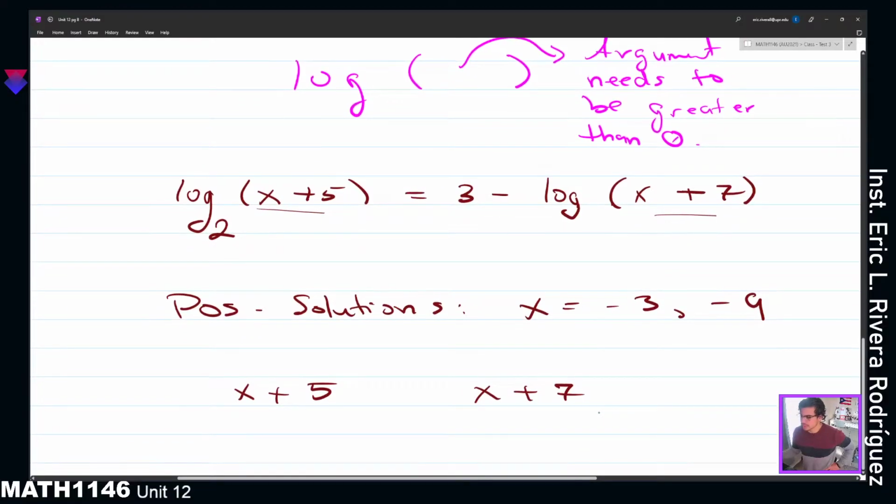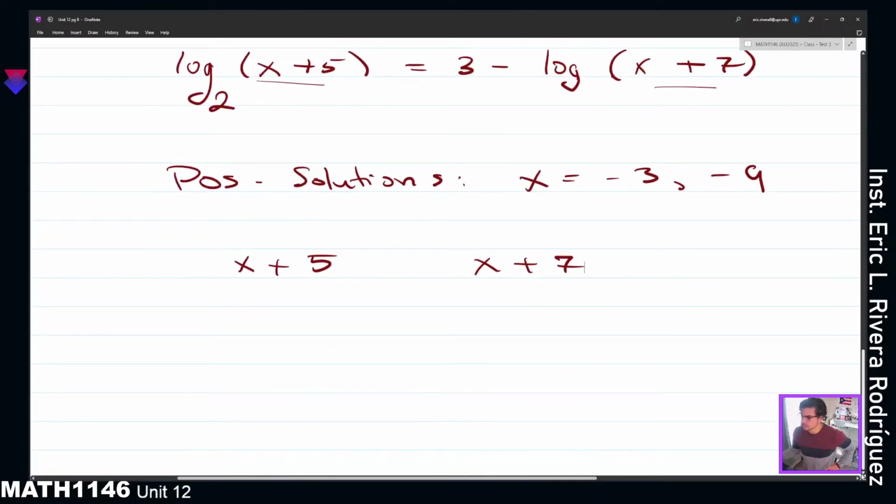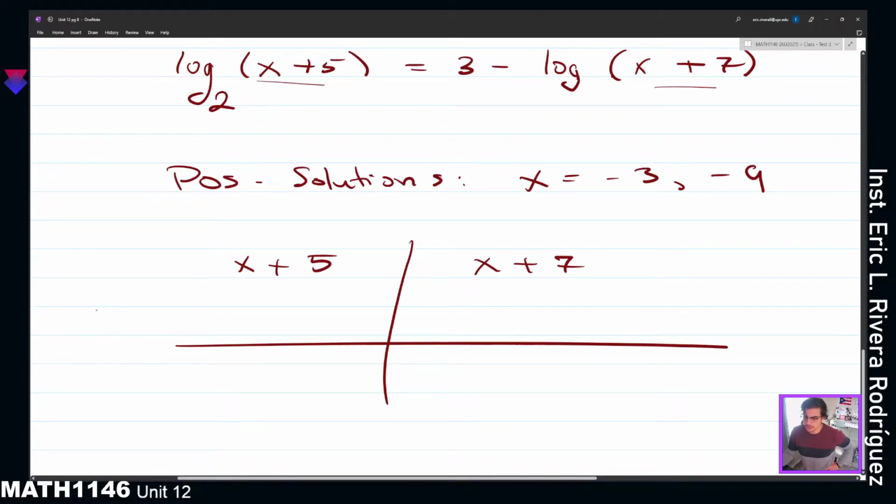So I'm going to create a table here. The possible solutions are -3 or -9. If I use -3 with x plus 5, I don't care exactly what value that is, but I know that it is going to be positive. The same for x plus 7. This is going to be positive. So yes, -3 is a solution.